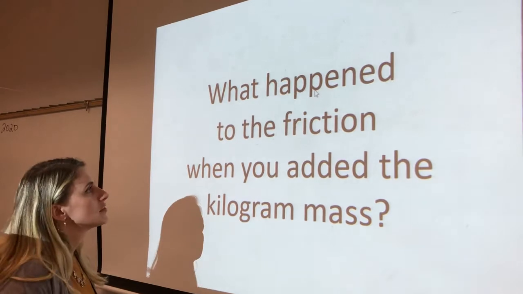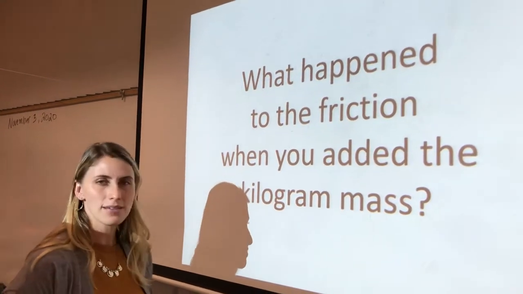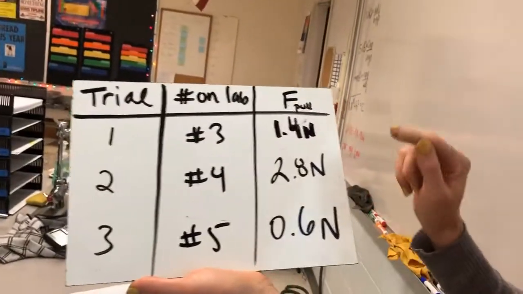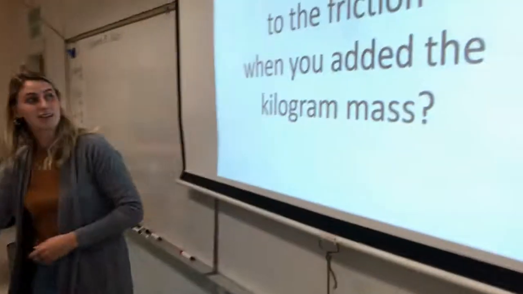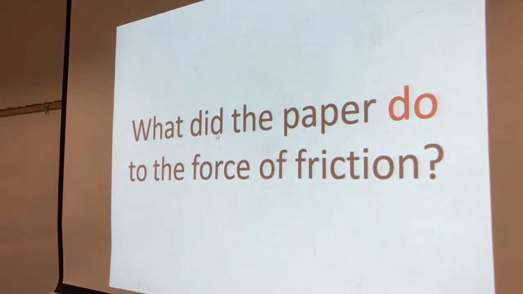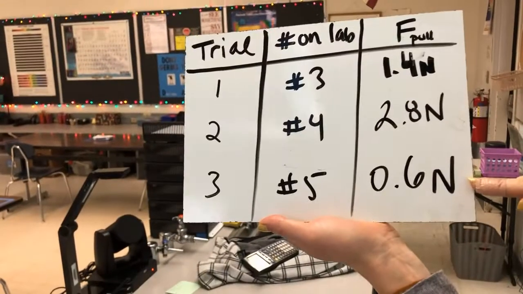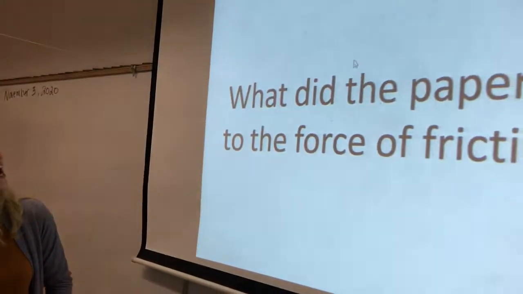What happened to the friction when you added the 1 kilogram mass? That was going from 1 to 2, right? That doubled the friction. It increased it. In this case, it doubled it. What did the paper do to the force of friction? That's going from 2 to 3. It reduced it by a lot, like a fifth. We'll say a lot.